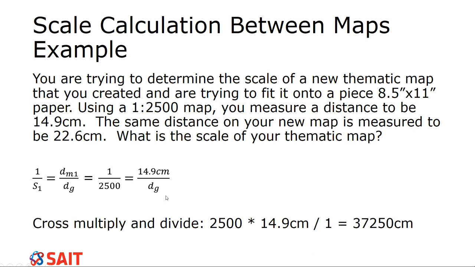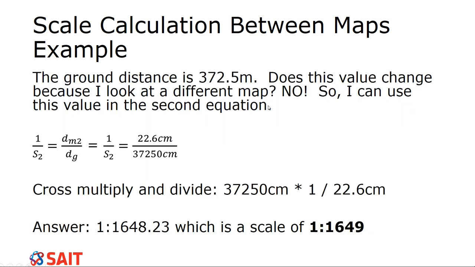So we're calculating DG. We need to cross multiply and divide. 2500 times 14.9 divided by 1. And I get my 37,250 centimeters on the ground. So that is going to stay the same between both values. So it doesn't change. So I'm going to use this value in my formula for S2.